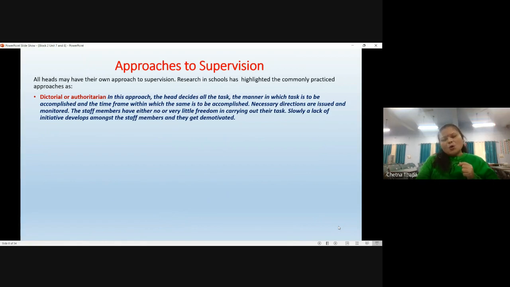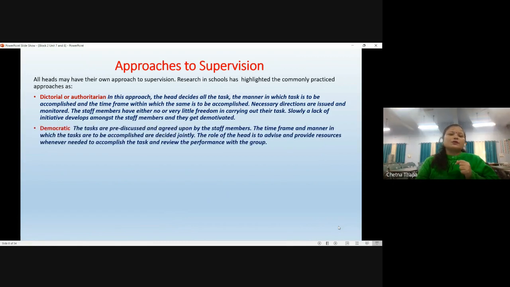The staff member who is given the authority of completing that task has no freedom, or might have very little freedom in carrying out the task. So there is a lack of initiative among the staff members, and when the whole responsibility is being taken by the head himself, it's a dictatorial or authoritarian approach, and the staff members eventually get demotivated in this kind of approach. The second one is democratic.